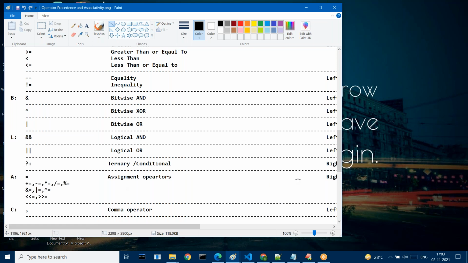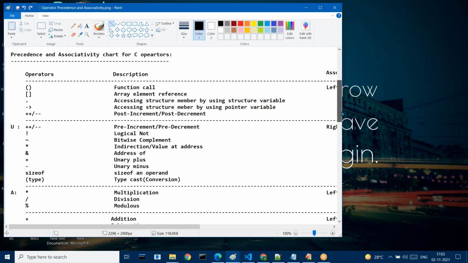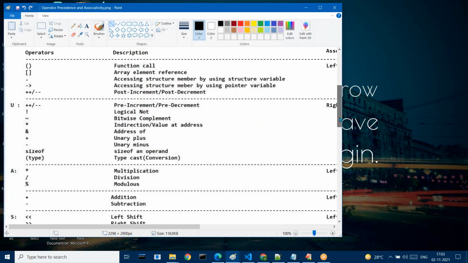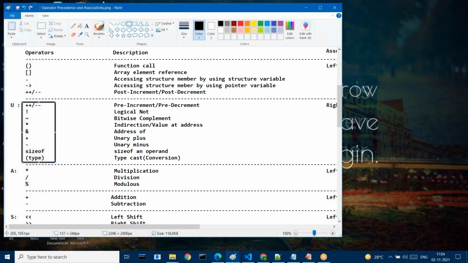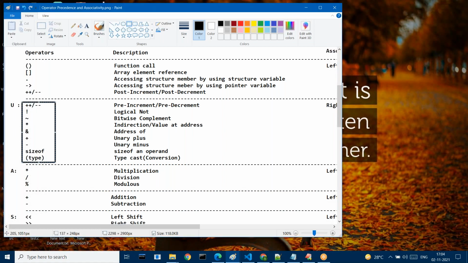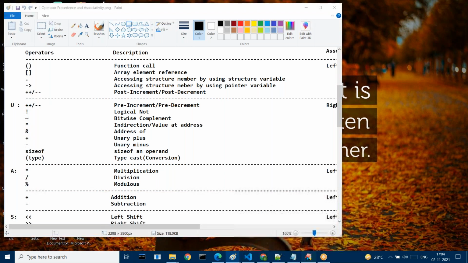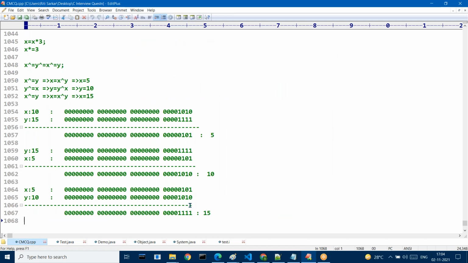Now first let us concentrate on typecasting. Typecasting operator. Here all operators are unary operators because they work on one operand. That's why they are considered unary operators. So what is typecasting, sir? Typecasting is basically a conversion from one type to another type.